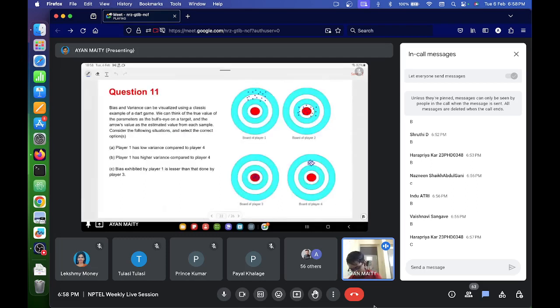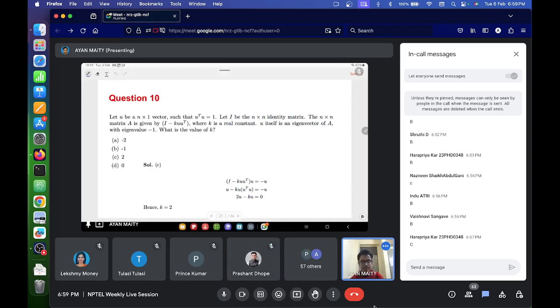Now question 11. Bias and variance can be visualized using a classic example of a dart game. Sir, what is the answer of the previous question? Option C, 2. Yeah, thank you.